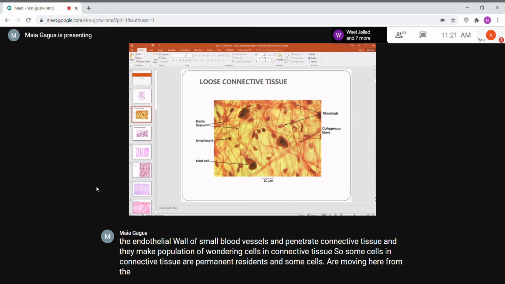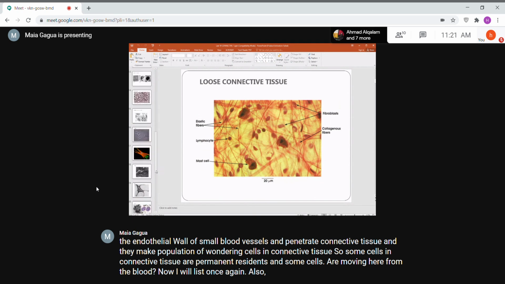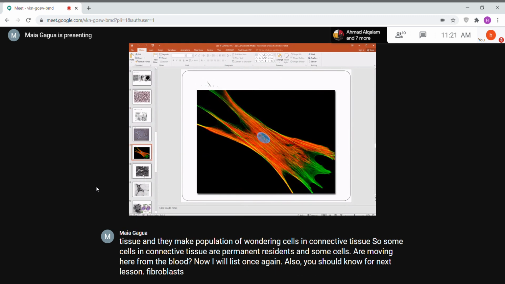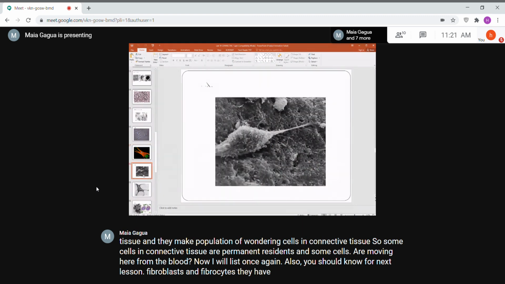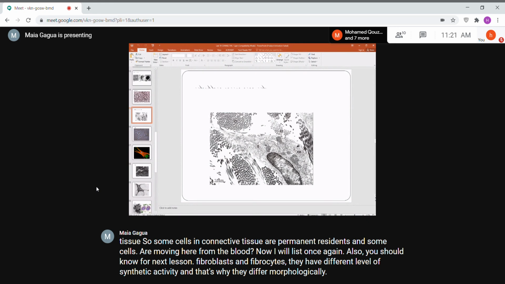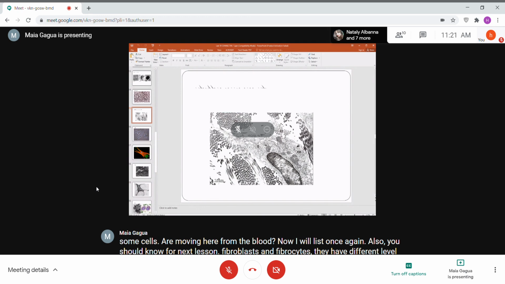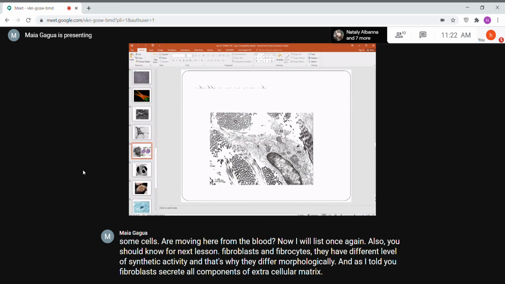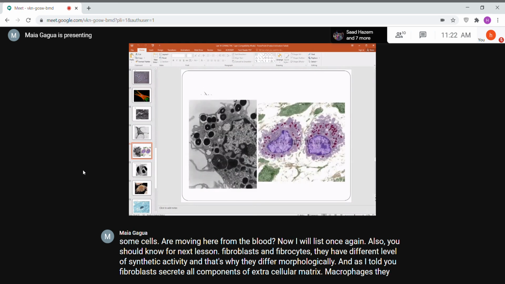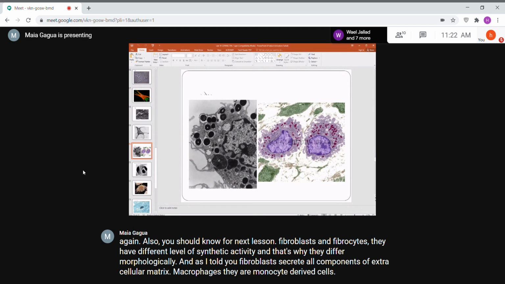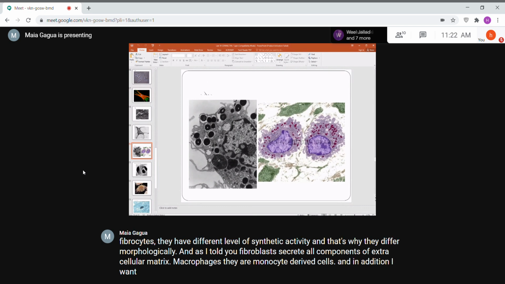Now I will list once again all cells you should know for the next lesson. Fibroblasts and fibrocytes. They have different levels of synthetic activity and that's why they differ morphologically. And as I told you, fibroblasts secrete all components of extracellular matrix. Macrophages, they are monocyte-derived cells, and in addition, I want to tell you that macrophages of connective tissue are also called histiocytes.